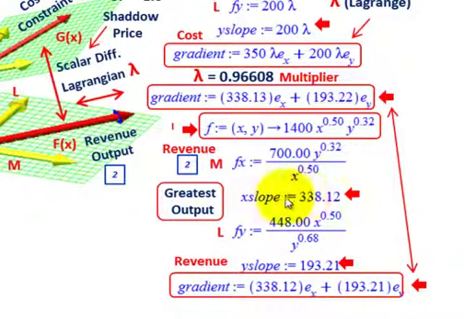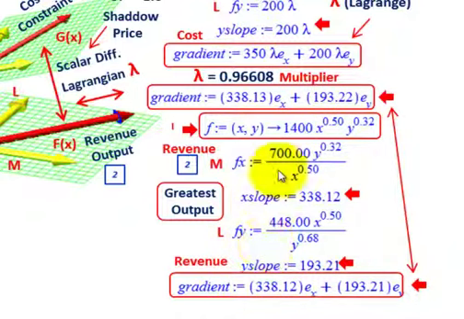These are the slopes you're going to get. X slope 338, Y slope 193. So that's your gradient that you're looking at here. And you notice here, by using this multiplier, taking our partial derivatives for our cost portion and the multiplier, we come up with our gradient here, and that gradient matches our revenue here.